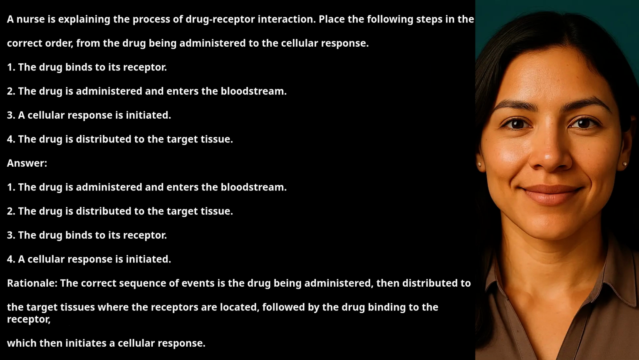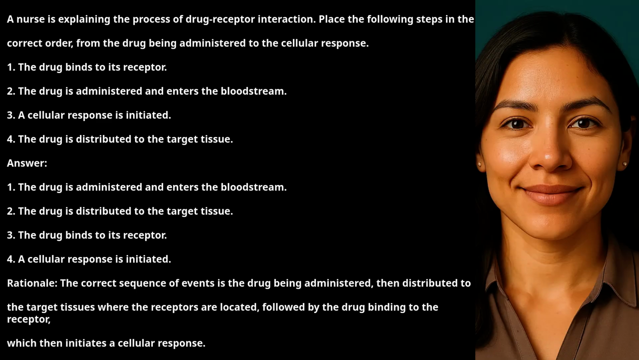A nurse is explaining the process of drug-receptor interaction. Place the following steps in the correct order, from the drug being administered to the cellular response. 1. The drug binds to its receptor. 2. The drug is administered and enters the bloodstream. 3. A cellular response is initiated. 4. The drug is distributed to the target tissue.